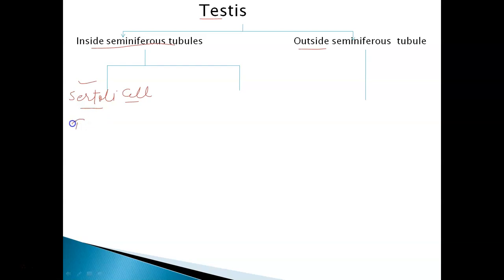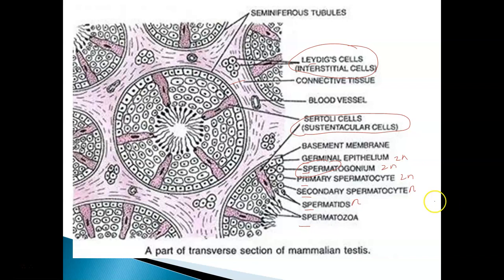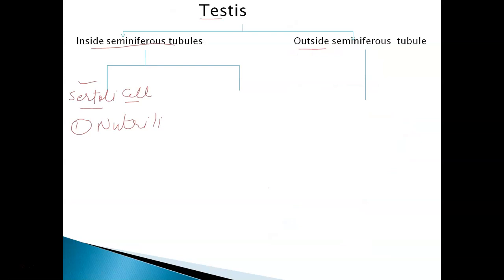The first and foremost function is nutrition, nourishment to the developing stages. We have seen that this Sertoli cell is a large cell. Look here, this is actually the large cell present. And this cell is present between the developmental stages of the sperms. You can also see that the sperm head is embedded in the Sertoli cell. Why? Because the Sertoli cell is providing nutrition. So the first function is, of course, nutrition to the sperms.